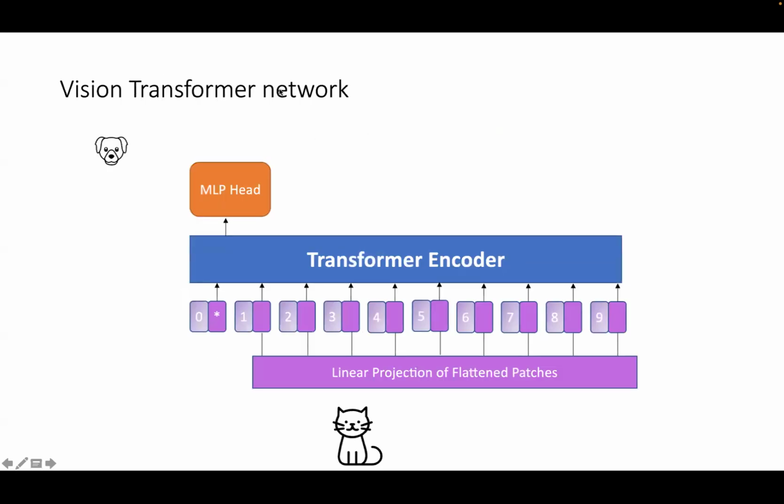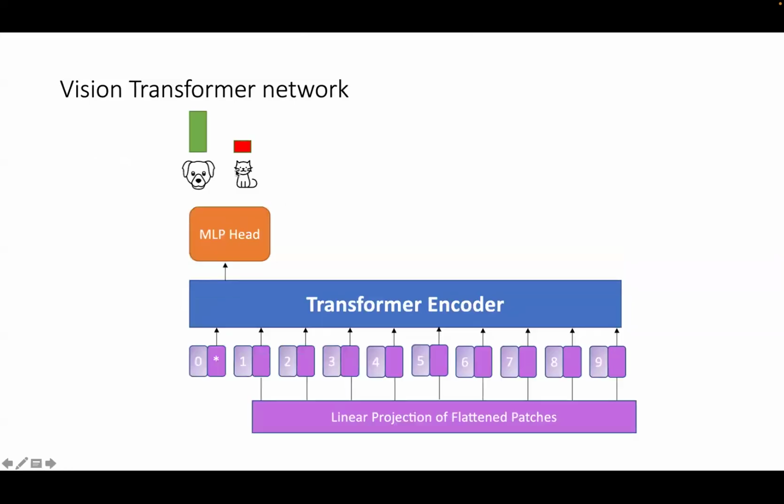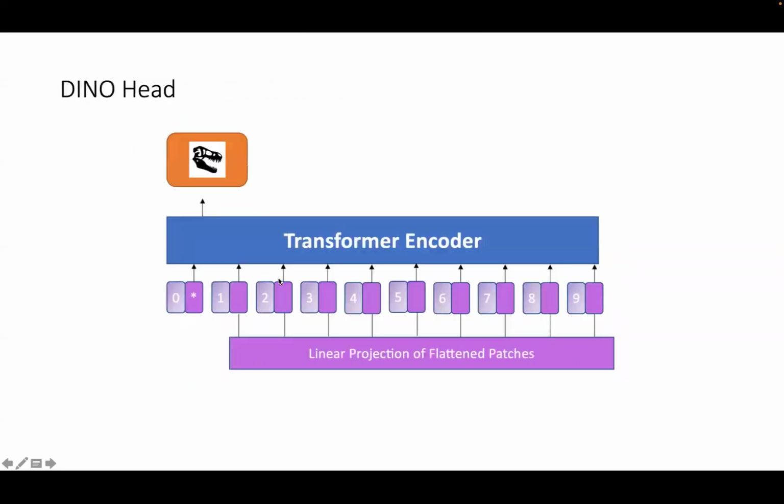Now we know a vision transformer network, right? We feed an image, and that image goes through a linear projection of flattened patches, and then it goes through our encoder, and then we have a final MLP head, and then we classify whether it is a dog or a cat. Now this MLP head, in the same ViT network we are already aware of, is replaced with a DINO head.